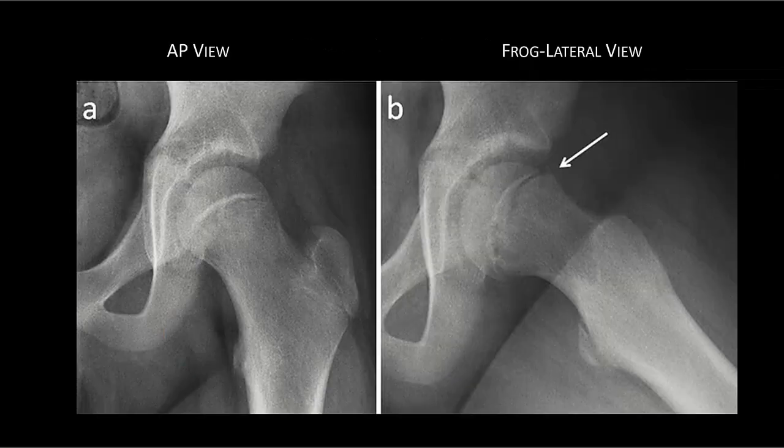Here we see a 13-year-old male patient. The slipped capital femoral epiphyses is not seen on the AP view, but can be seen in this frog lateral view as noted by the arrow.